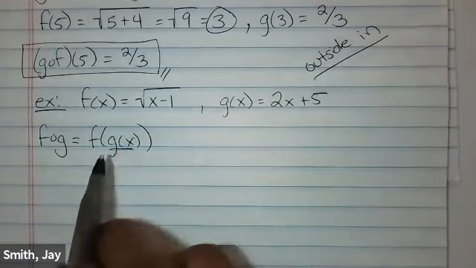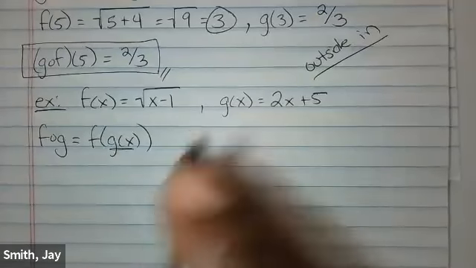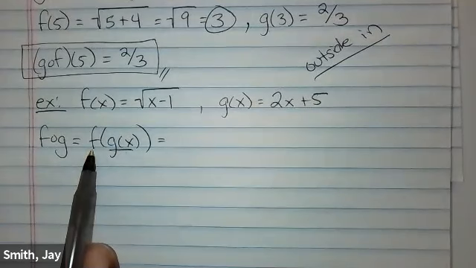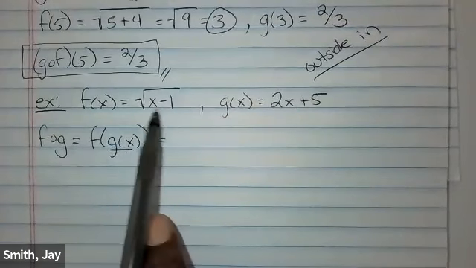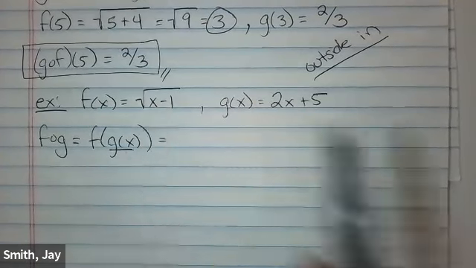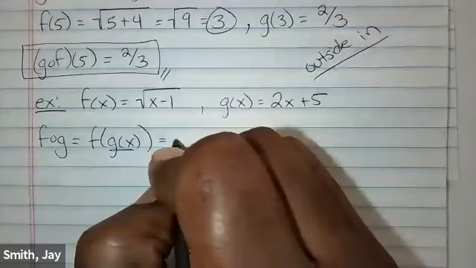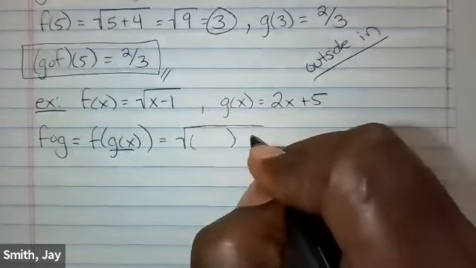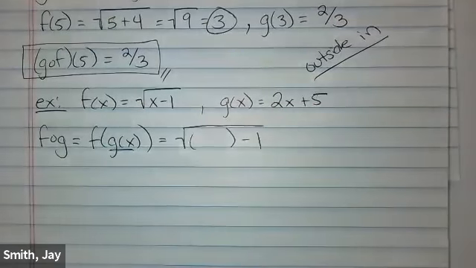By that, I mean, when we're looking for f of g of x, we're going to start by simply writing the outside function, in this case f, exactly as we see it, except wherever we see x, we're going to leave an open parentheses because that's where we're going to make our substitution. So we have f of x, which is the square root of x minus 1, and we're not going to write x because this is where we're going to substitute g of x in.